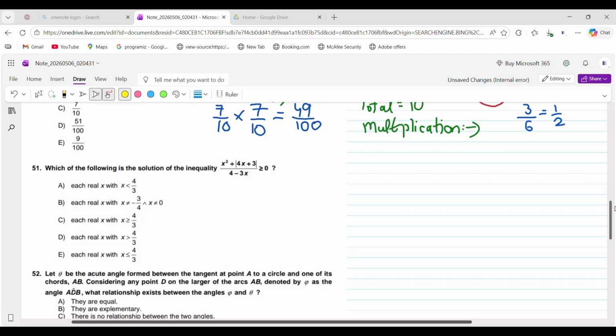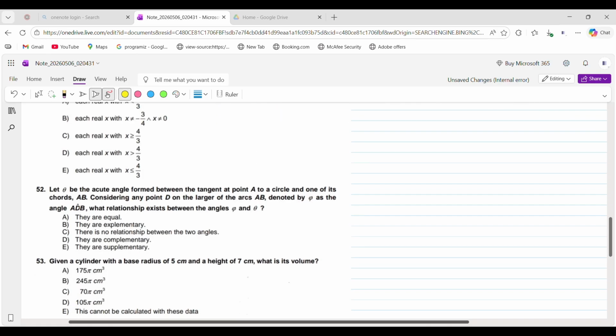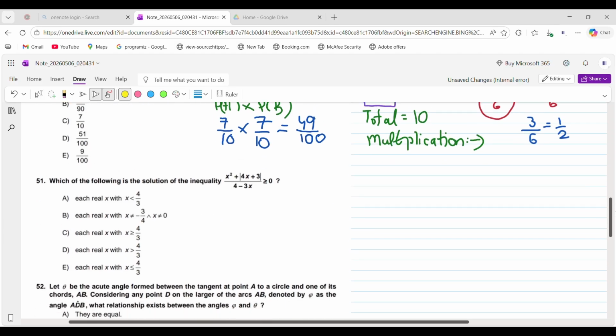Now we have finally come to our 51st question, which asks: which of the following is the solution of the inequality? Basically, they have given us an inequality, and I have already told you about inequalities. What's an inequality? It's an expression with a greater than sign, less than sign, greater than or equal to sign, or less than or equal to sign. So this is what an inequality is.